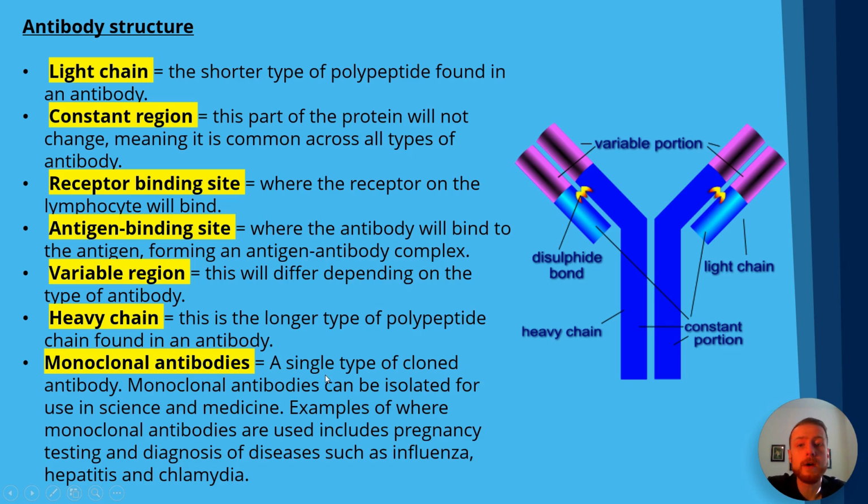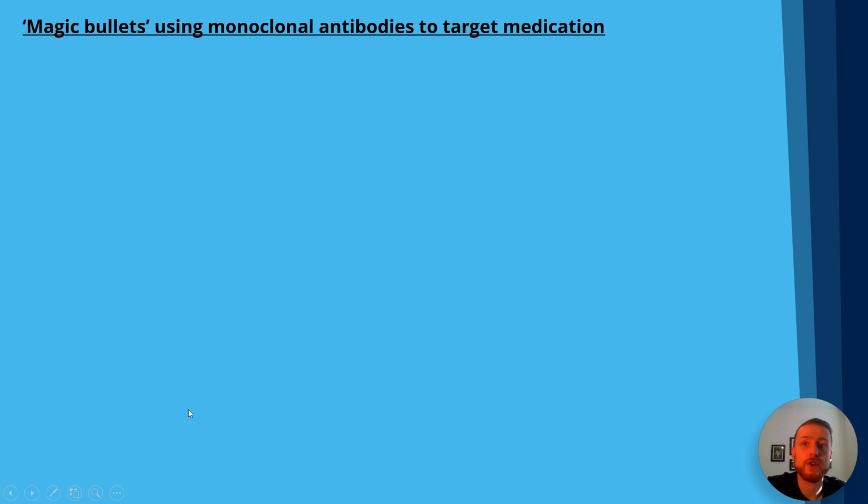Monoclonal antibodies, next of all, are a single type of cloned antibody, and they can be isolated for use in science and medicine. Now, you can use them for COVID tests, which we've certainly got a lot of experience about recently, pregnancy tests, and also the diagnosis of diseases such as HIV, influenza, hepatitis, and chlamydia. Now, magic bullets: using monoclonal antibodies to target the medication.